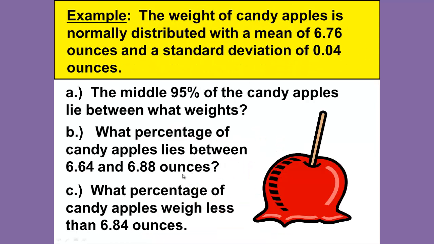We can use those percents in the empirical rule to answer a variety of problems. Here is an example for us to try. The weight of candy apples is normally distributed with a mean of 6.76 ounces and a standard deviation of 0.04 ounces. And we have parts A through C, and we're going to look at part A. The middle 95% of the candy apples lie between what weights?